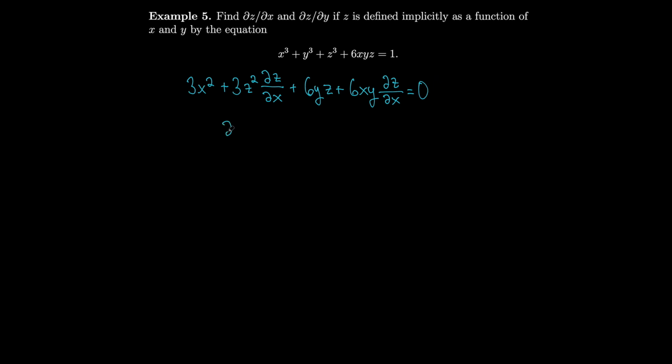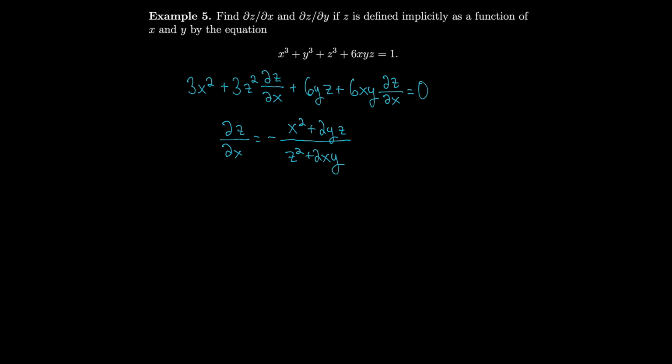So we move everything over. Actually, it's probably easier to move everything else to the other side. And then we factor this guy out and divide. So we get partial z with respect to x is equal to minus x squared plus 2yz over z squared plus 2xy.